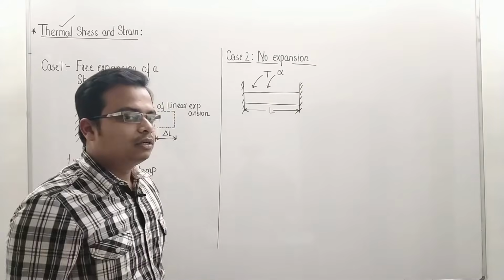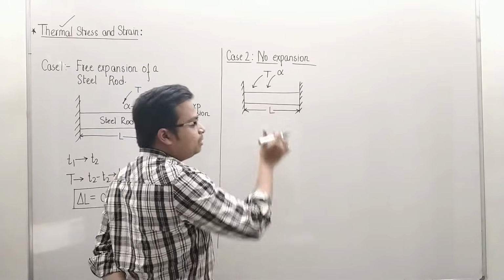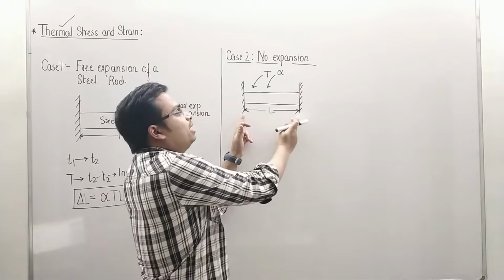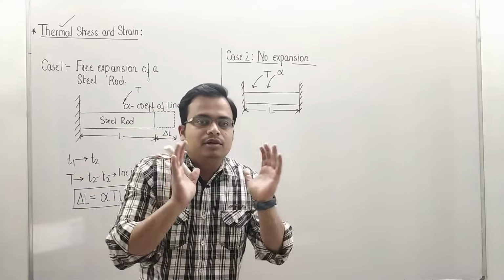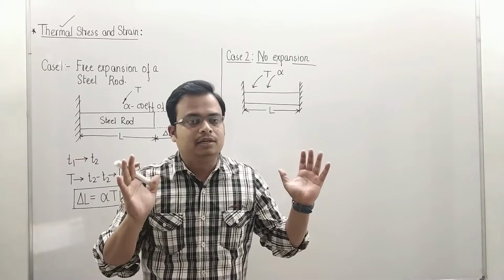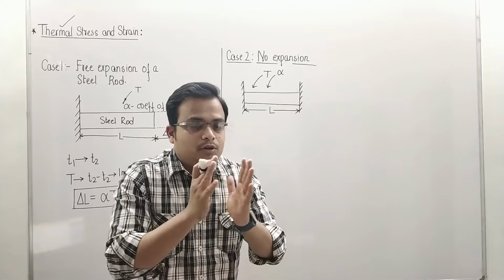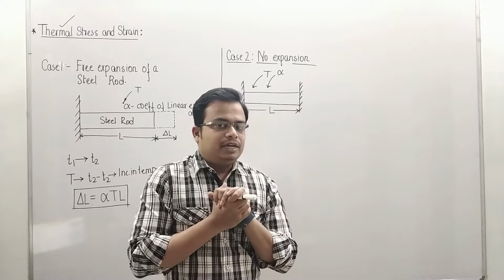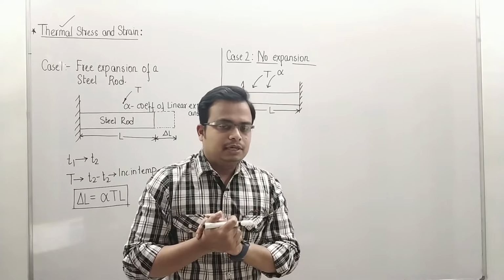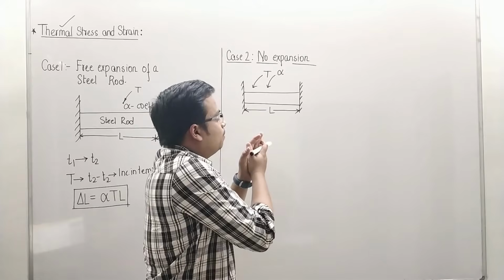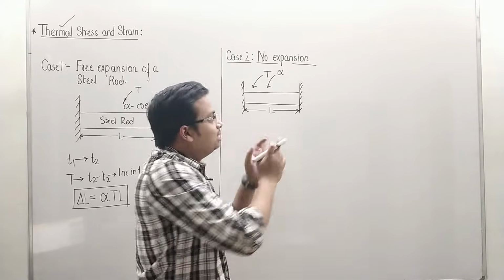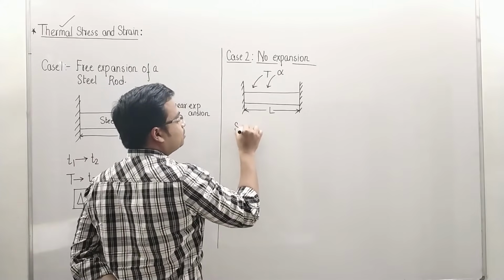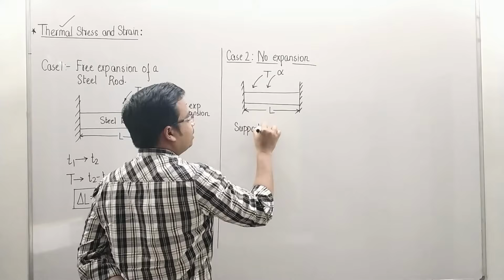Now guys, just think about this. What will happen? If this is given a temperature rise, the natural property, the characteristic, the inherent property of the material is such that it will always try to expand. If you increase the temperature, there is going to be an expansion. If you decrease the temperature, there is going to be contraction or reduction in length. Let's say for this example, we've taken the increase in temperature case. That means increase in length. But these supports are such that they are preventing the expansion, isn't it? So let me just write this. Supports are preventing expansion.